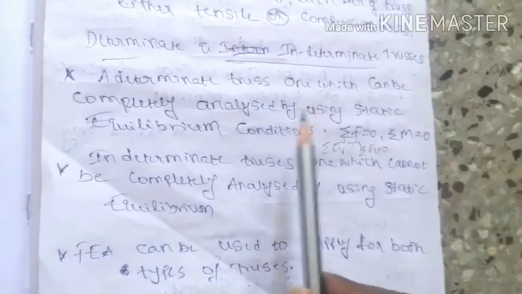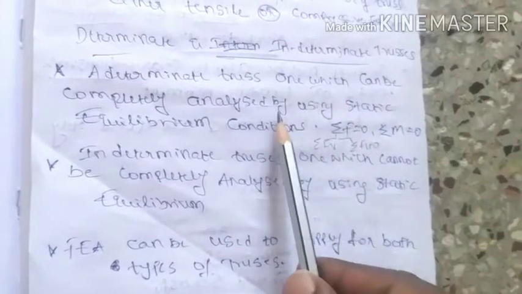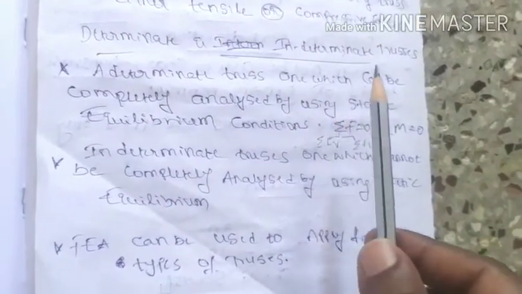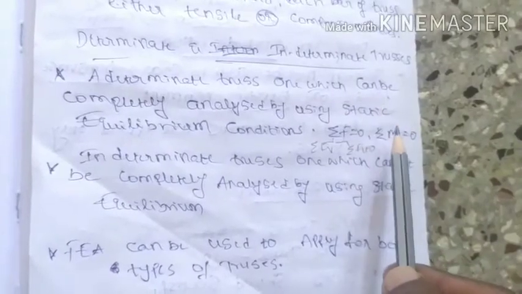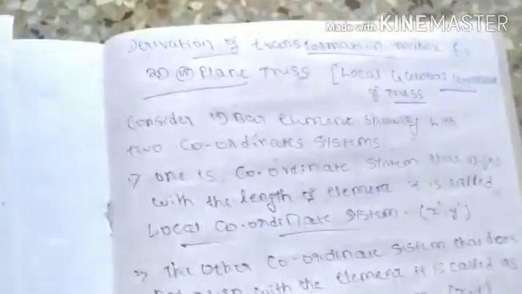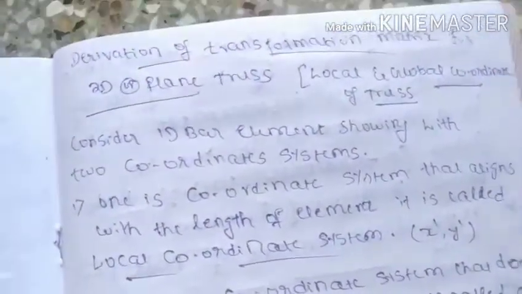Determinate means it can be solved or analyzed using equilibrium conditions, that is summation of horizontal force equal to 0, vertical force equal to 0, as well as moment equal to 0. Indeterminate means it is not enough to solve or analyze using only these equilibrium equations. That is called indeterminate trusses. So this is also one of the basic important concepts. Okay, this is the introduction part.